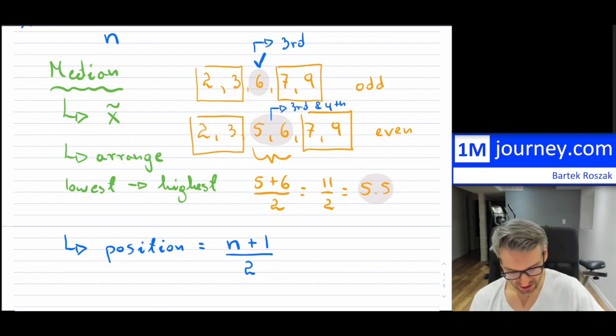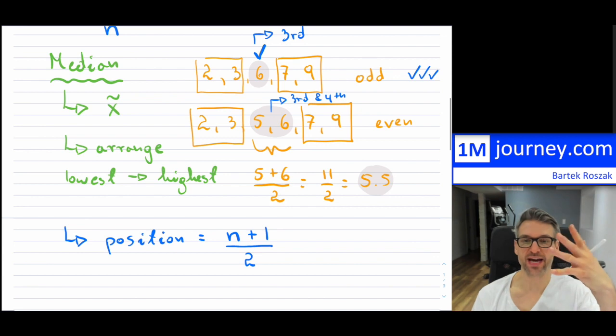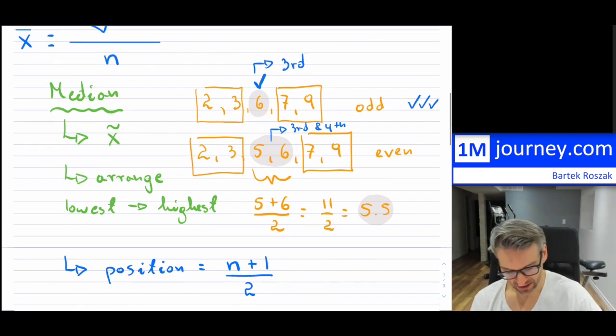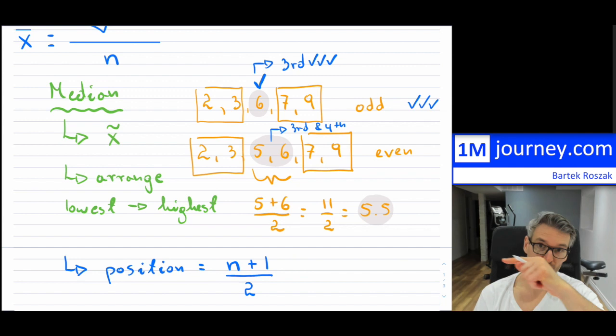So for instance, notice on the first one, we had 5 data points, so 5 plus 1 is 6. 6 divided by 2 is 3, and that was indeed our third value, arranged from smallest to largest. It was the third value that we took, third data point, and we called it the median.